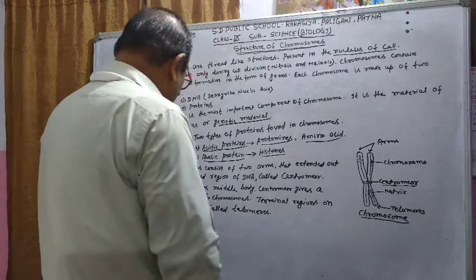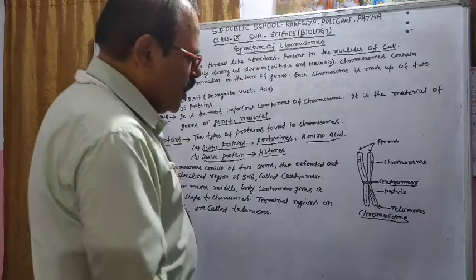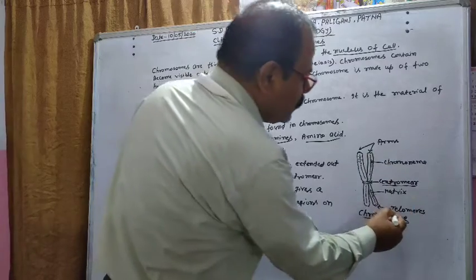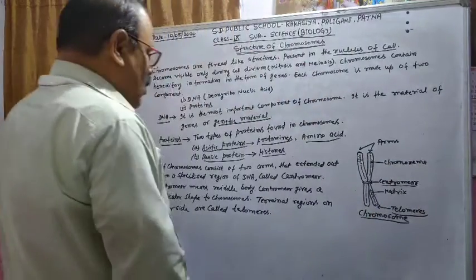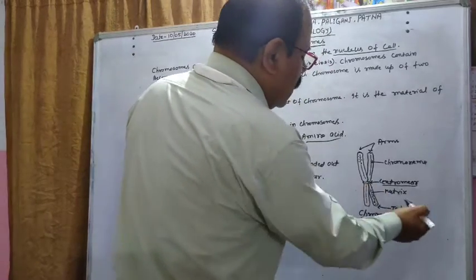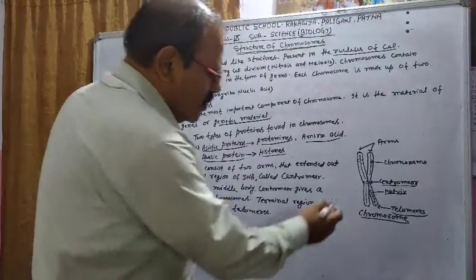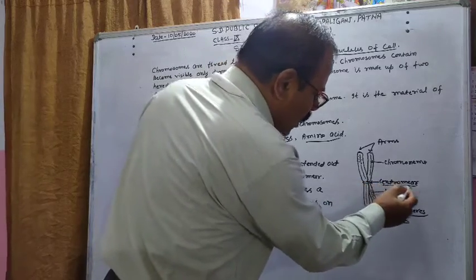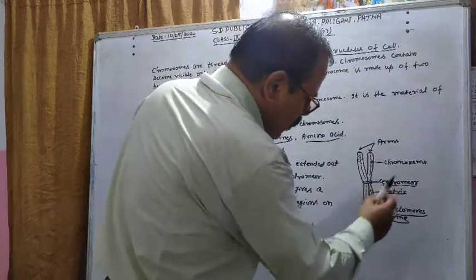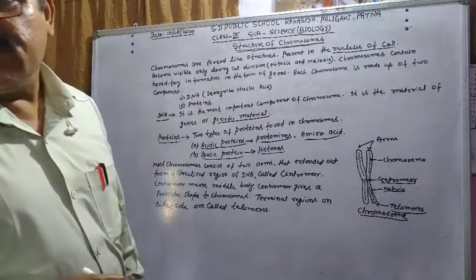The terminal regions on either side, this side and this side, are called telomeres. One telomere, two telomeres, three, four telomeres. Some material is found in the arms, that is the matrix. This point is the centromere, these are the arms, these are the telomeres. This is the figure of a chromosome.